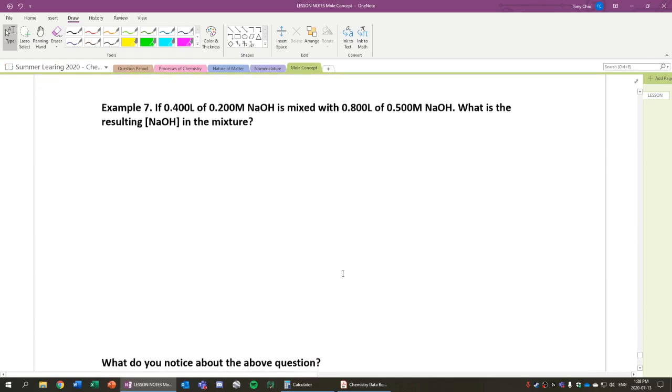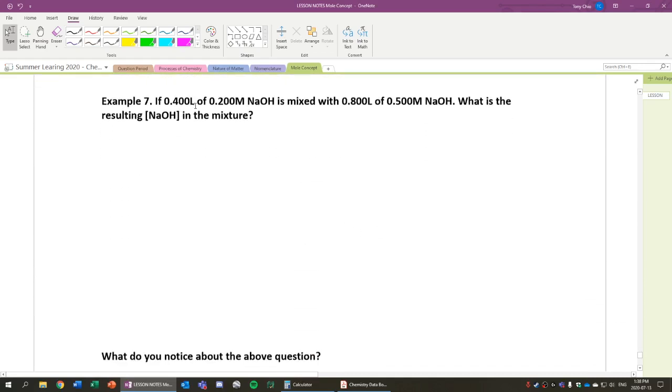So in this next example, if 0.400 liters of 0.2 molarity NaOH is mixed with 0.800 liters of 0.500 molarity NaOH, what is the resulting NaOH concentration? So we have our first solution, and we have our second solution. We're going to treat each of these as individual dilution equations. Now when we mix these two together, what is our V2 going to be? It's going to be 1.200 liters because 0.4 liters plus 0.8 liters is 1.200 liters.